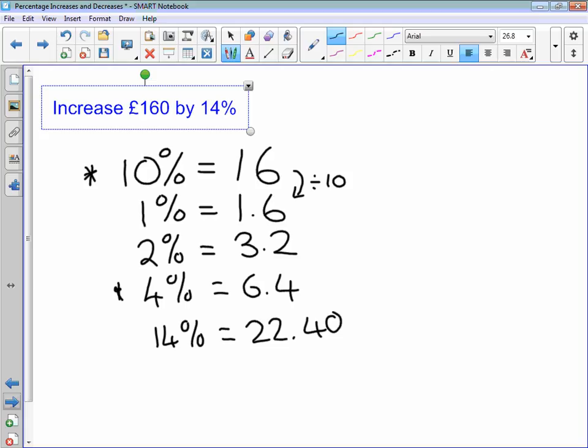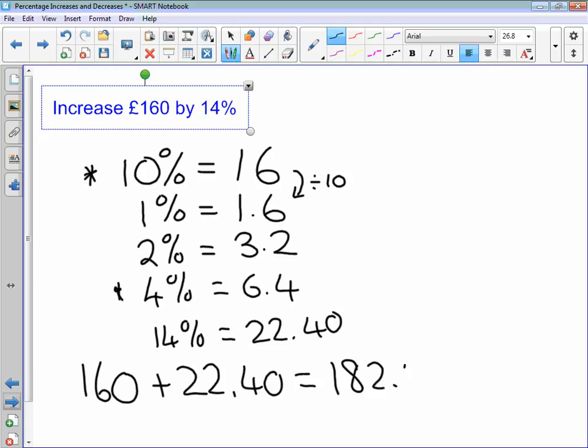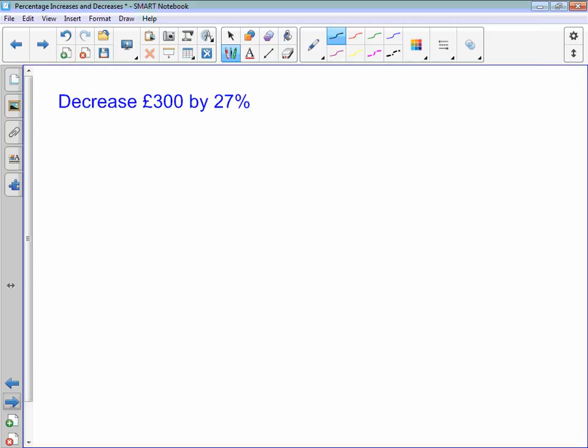So to do my percentage increase, I need to have £160 plus £22.40, which gives me £182.40. So all I've done is worked out 14% of 160 and added it on. We'll do a percentage decrease in a similar way. I want to decrease £300 by 27%. The first thing I've got to do is work out 27% of £300.